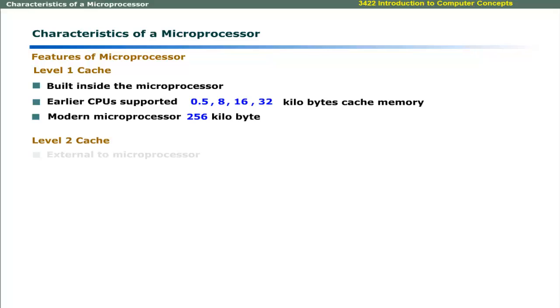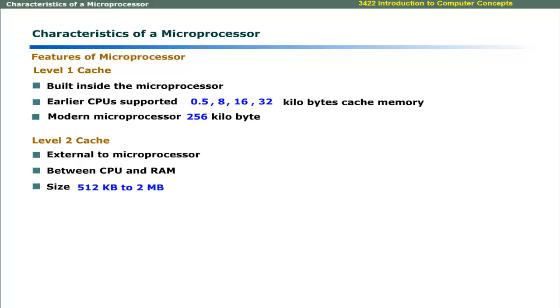Level 2 cache is external to the microprocessor. It lies between the microprocessor and RAM on the motherboard. Its size varies from 512 kilobytes to 2 megabytes. Some processor manufacturers have introduced Level 3 cache.